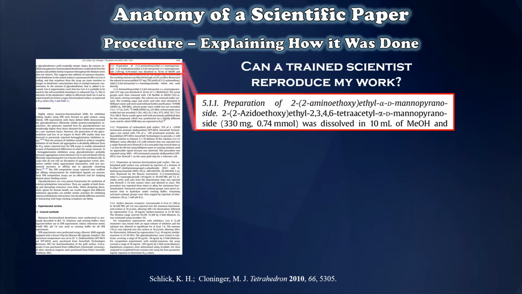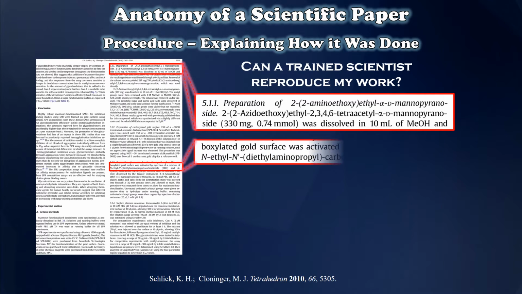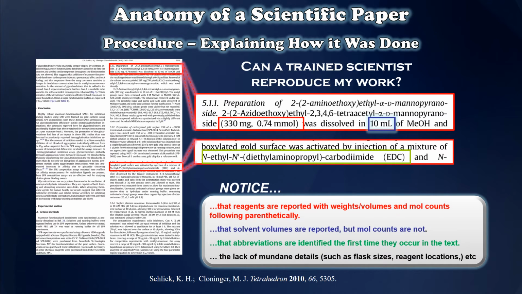You can see here that the authors have used a lot of shorthand. So let's go through what all this means. Notice that the reagents are reported with their weights, volumes, and mole counts cited parenthetically. For this example, they've used a compound called 2,2-azidoethoxyethyl 2,3,4,6-tetraacetyl alpha-D-mannopyranoside. That's a big name. They used 330 milligrams of it in this step of their procedure. And as a courtesy to the reader to make the stoichiometry simple to follow, they've also told us exactly how many millimoles that is.